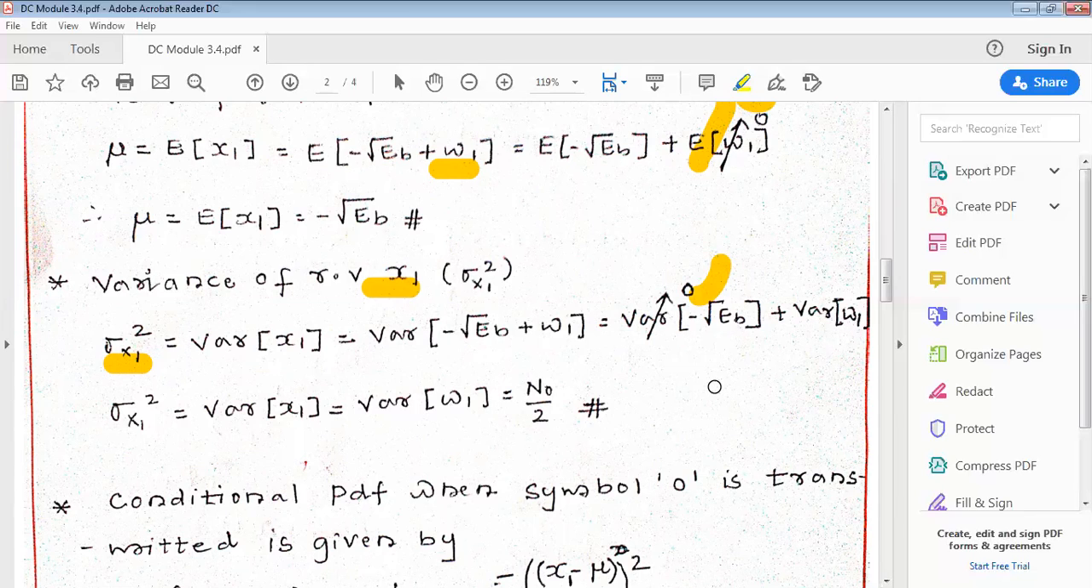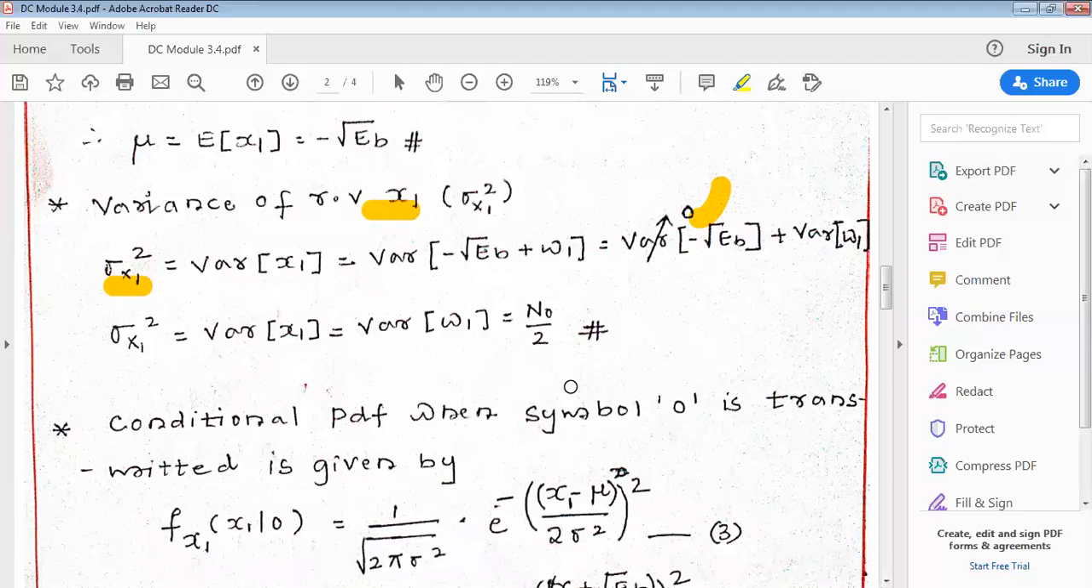While studying the statistical characterization of the correlator output, the second characteristic is the variance. The variance of the noise random variable is nothing but the power spectral density, which is given by N0 by 2. Therefore sigma x square, that is the variance of x1, is equal to the variance of w1, which is nothing but the power spectral density N0 by 2, right?